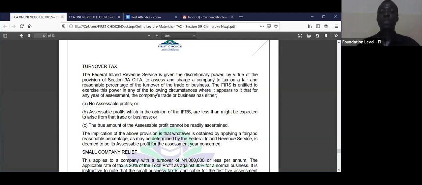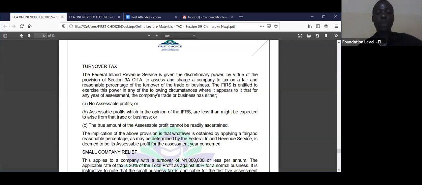But you know, for Nigerian companies, this section has been abolished. You don't charge tax on the turnover of the company. So if they don't have any assessable profit, you take it that way.